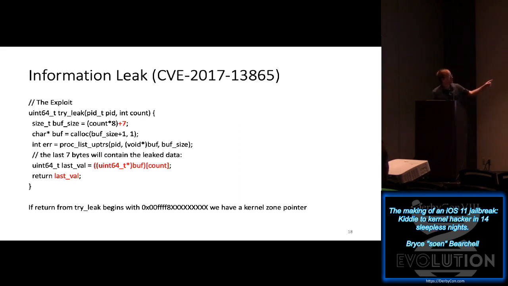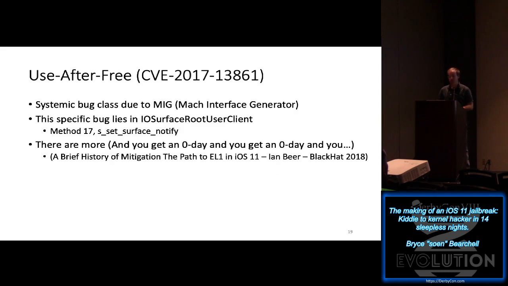Now, he wrapped it up in a function and then ran it over the top 100 processes, I think like 1,000 times, and did some statistical analysis to determine, okay, what's the most popular kernel pointer that's coming back? Because you can see all kernel pointers begin with that 00, and then 8. And then after that, you can derive the kernel slide, where the kernel lies in memory. Okay, bug number 1. Bug number 2 is kind of a systemic bug due to the MIG, the Mach Interface Generator.